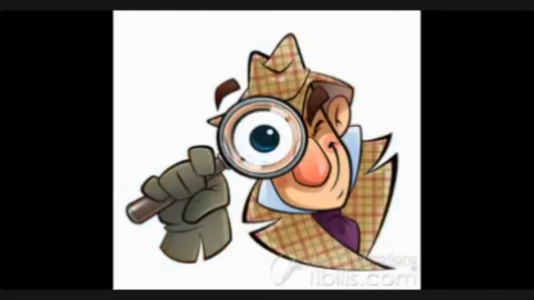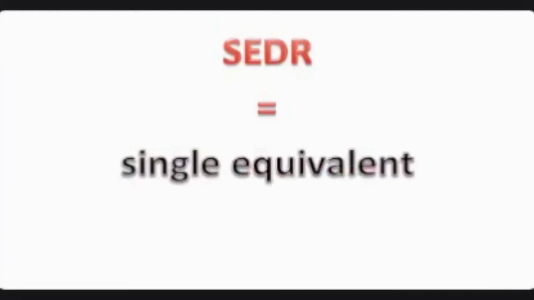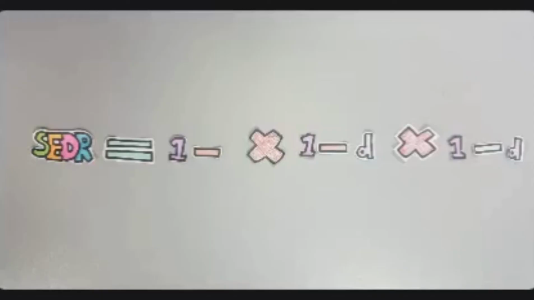But we can find the actual value of the discount rate given using SEDR, single equivalent discount rate. The formula for it is very easy. It is SEDR equals 1 minus (1 minus lowercase d) times (1 minus lowercase d), according to how many discount rates were given. Each lowercase d is for a different value of discount rate.